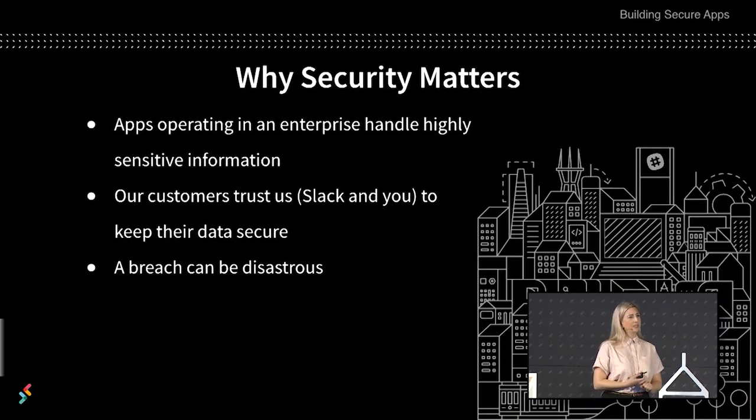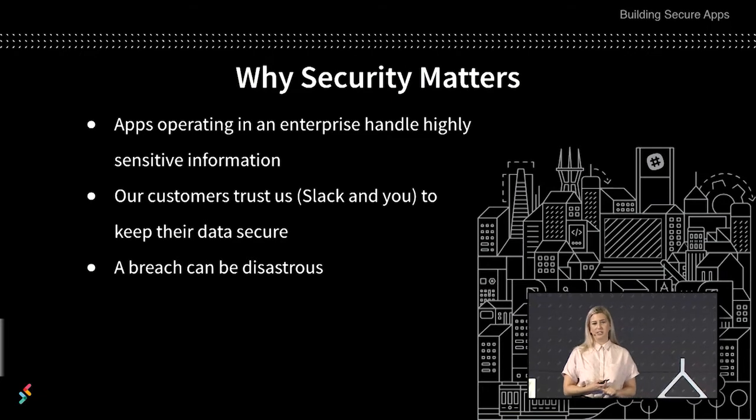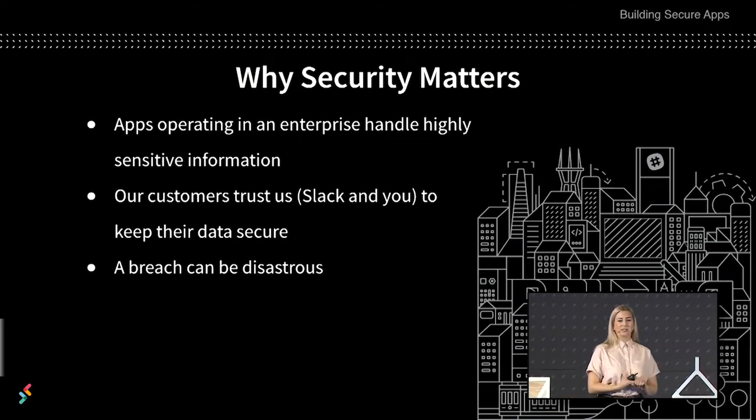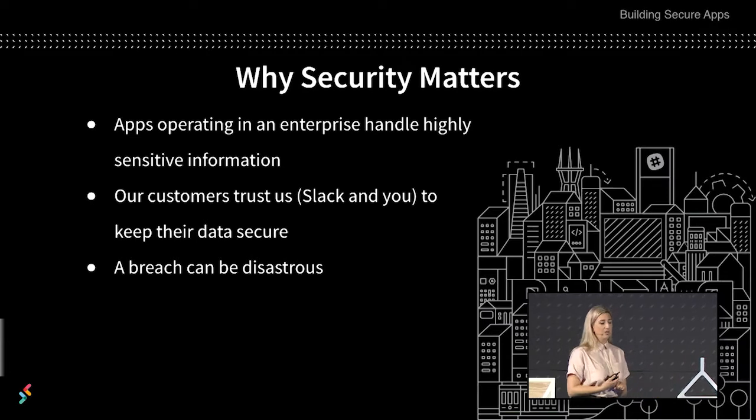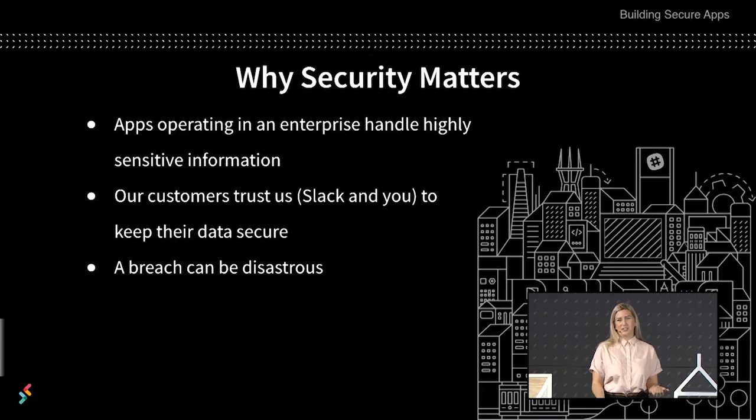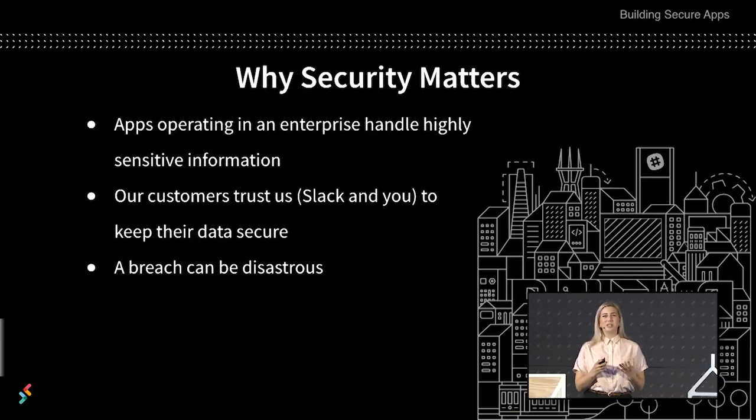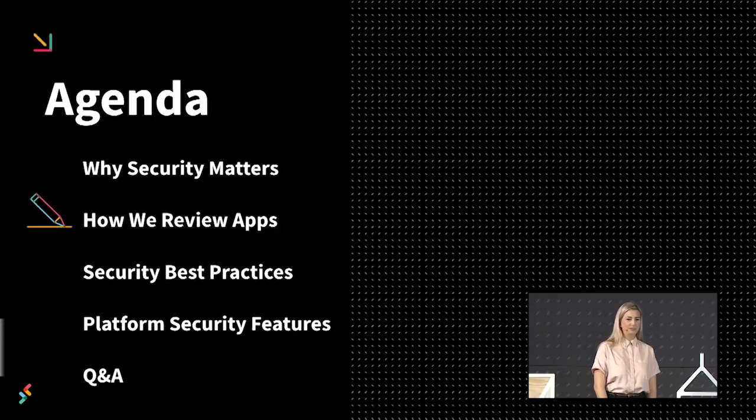So apps in our enterprise environments are handling highly sensitive information. They're handling our trade secrets, our unannounced deals, our features in development, and occasionally our live security bugs. Our customers are trusting us both, Slack and you, the developers, to keep their data secure. And finally, a breach can be disastrous. Nobody wants to be the next headline talking about apps as an attack surface. So yeah, we want everyone's imaginations to run wild and to build cool apps, but we really want to help you do it securely. So how we review apps.